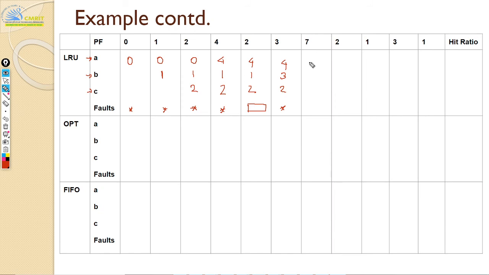It's a hit, sir. Wait, no, sorry, 7, right? We will be replacing 4. Four will be replaced. Why is that? Because it's least recently used.